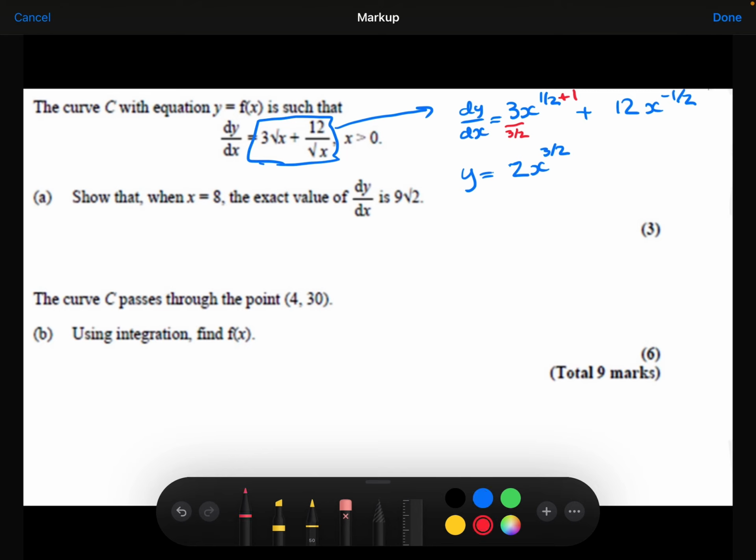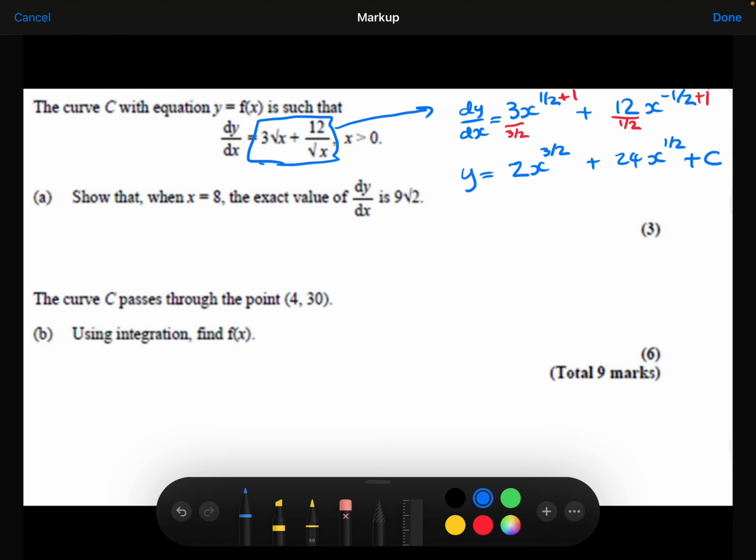We're going to repeat that with the second term, so we're going to add 1 to the power. So minus a half plus 1 is plus 1/2. We're going to divide by that new power, so dividing by 1/2. 12 divided by a half is 24. The new power is 1/2. And it's very important not to forget the plus c. Whenever we integrate, you should have a plus c.